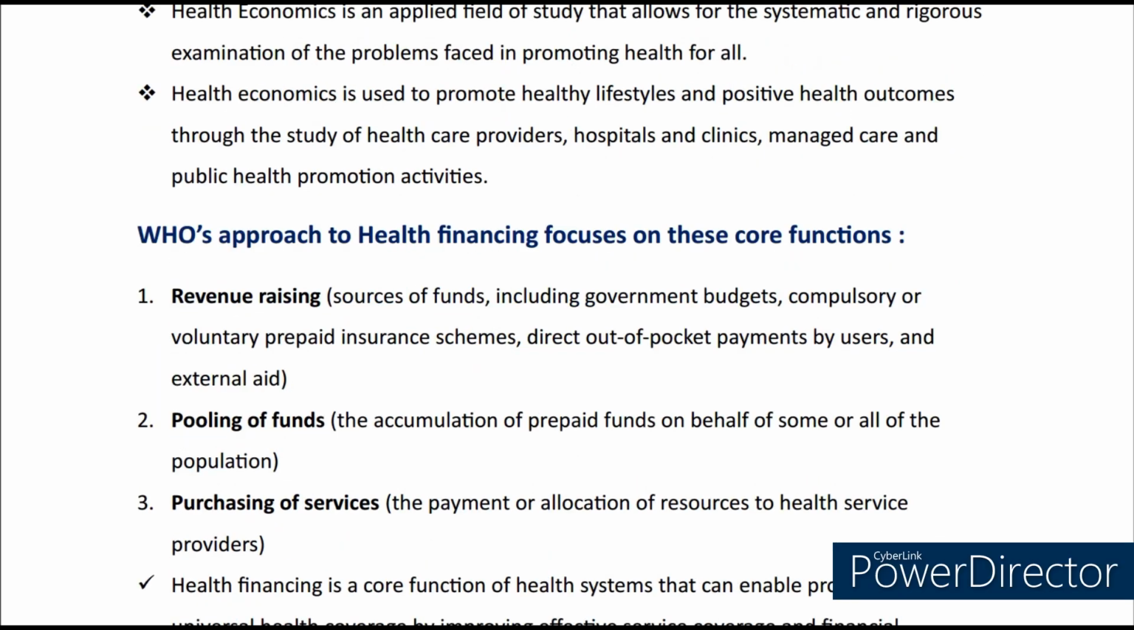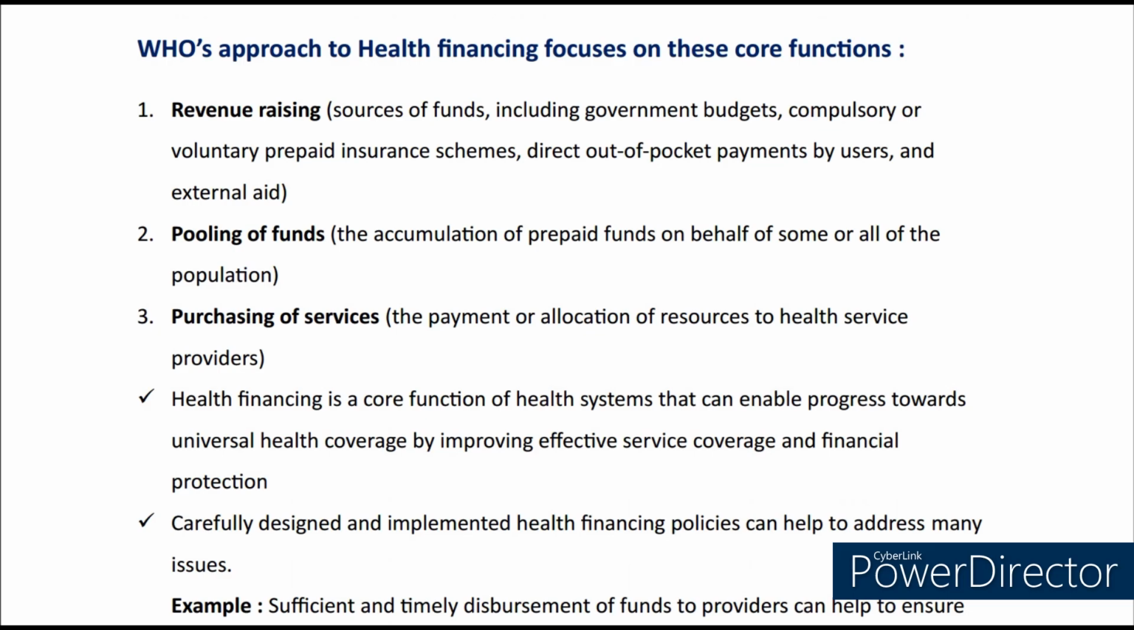So now let's understand the WHO's approach to health financing, which basically has three core functions. First is the revenue raising, that is through different sources of funds, which include government budgets, insurance schemes, and the out-of-pocket expenditure. Second is a pooling of funds, where the accumulation of prepaid funds on behalf of some or all of the population is done. And the last core function is the purchasing of services, that is the payment or allocation of resources to health service providers.